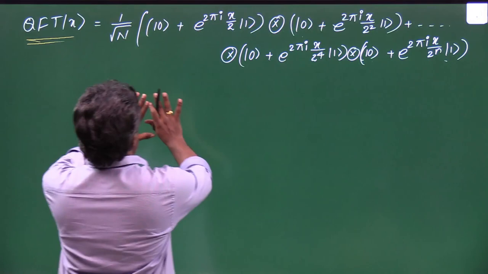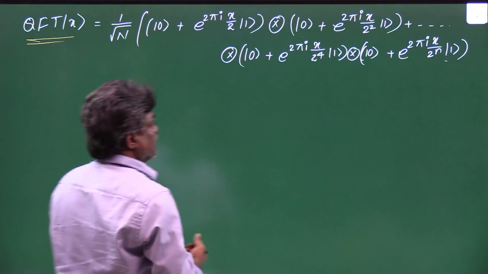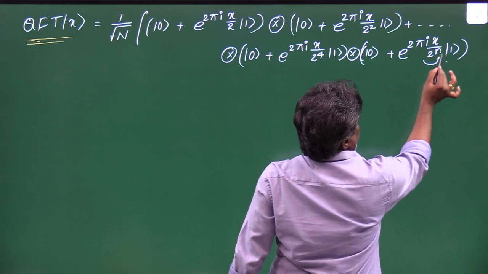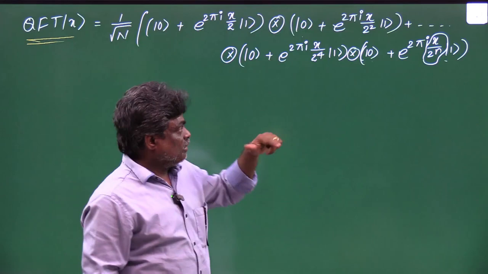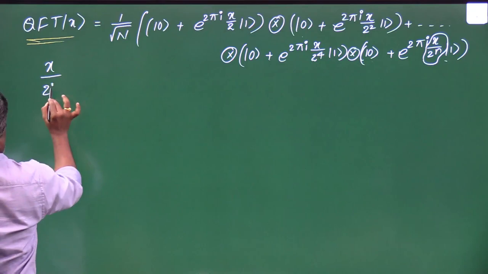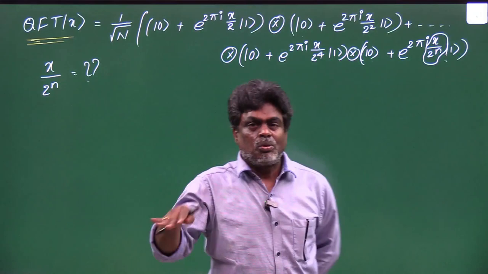So that's it. This is the final expansion we got. Actually, we need one more notation for this. Now, wait. So here, please observe this last one. Because earlier you asked one question: why are we swapping the final answers? So here you will get the answer. Now see, x by 2 power n. Actually, what is this? x by 2 power n.